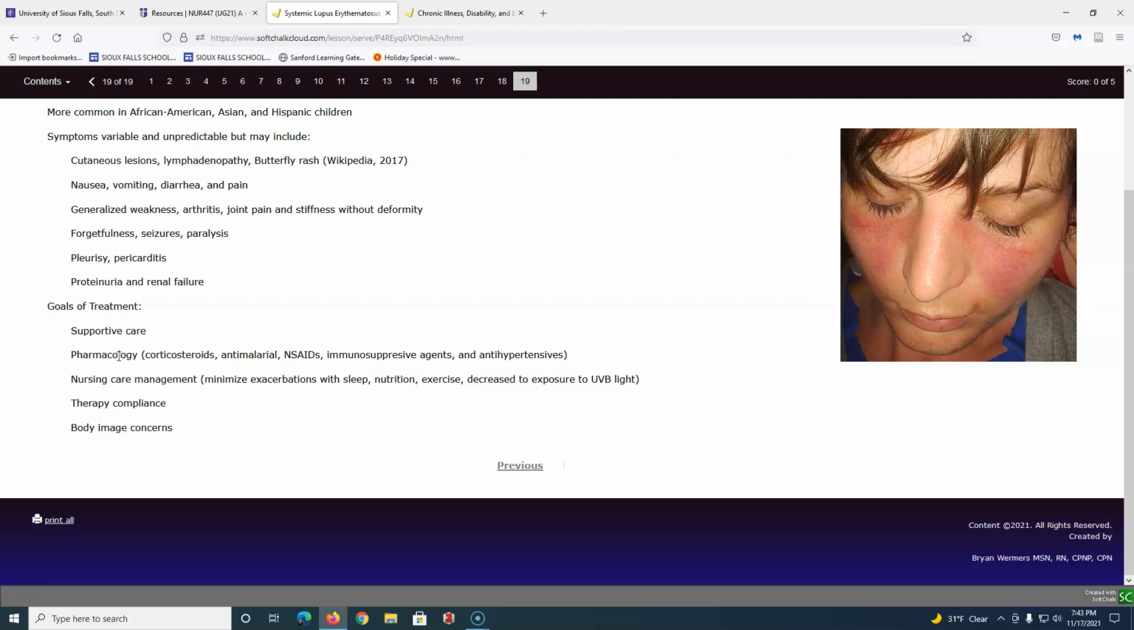treating with those meds that we talked about before, minimize any exacerbations, make sure that we are trying to keep their stress low, that they're sleeping well, that they've got good nutrition and exercise. UVB light might help them with their skin rashes, help them with the therapy compliance, and really try and help them out with the body image concerns. Most teenagers are not impressed with the butterfly rash, let alone any other rashes that they might get.